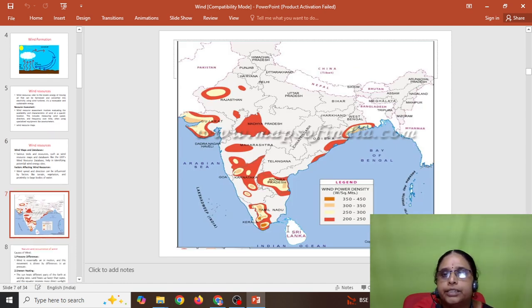And this is the wind power density in India. In this, brown color represents high wind power density, 350 to 450, and slight brown represents lower wind density compared to the brown one, that is 300 to 350, and yellow is 250 to 300. The last one is red. Red has a wind power density of 200 to 250. This is the wind power density status in India.